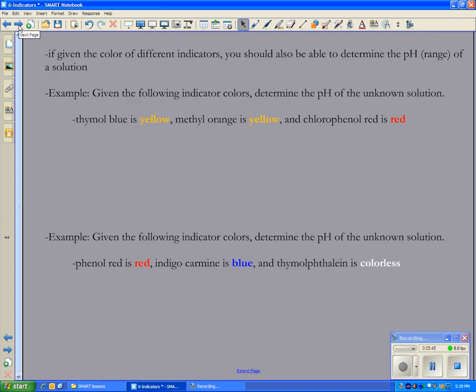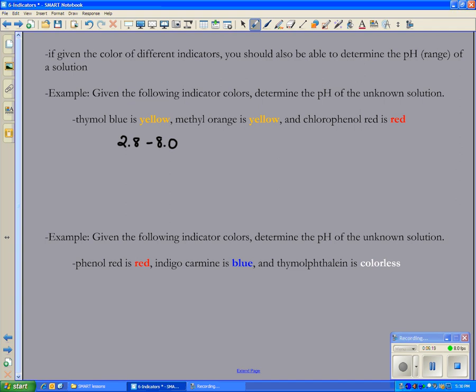You should also be able to do the reverse. If you're given different colors of indicators, you should be able to determine the pH or the pH range of that solution. So here's two examples where you have 3 different indicators and their colors, and you're going to figure out the pH of the solution. So first one, thymol blue, is yellow. So if thymol blue is yellow, that means that the pH is going to be between 2.8 and 8.0. That's our upper and lower limit based on thymol blue.